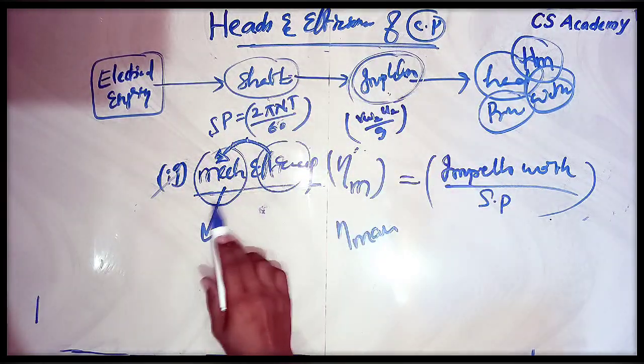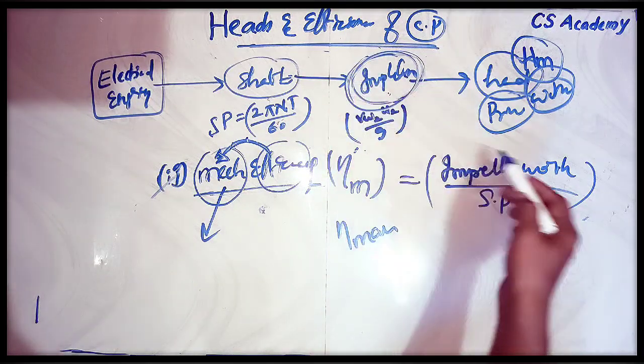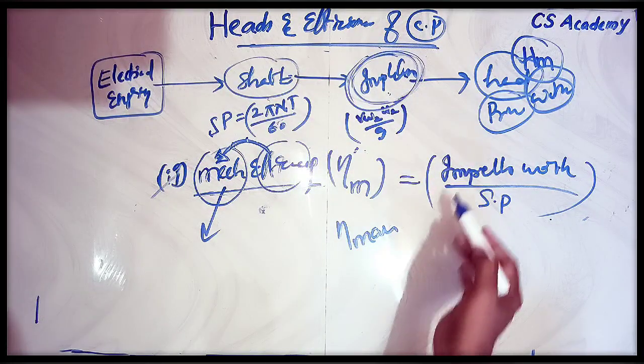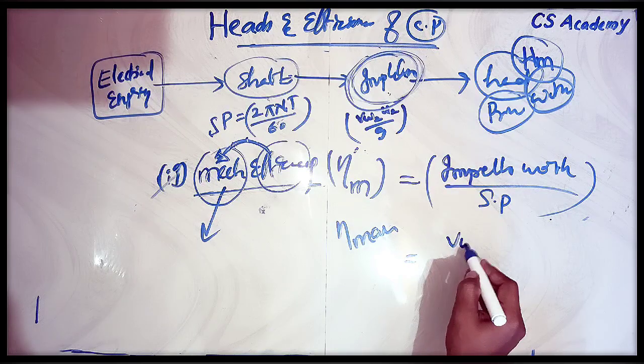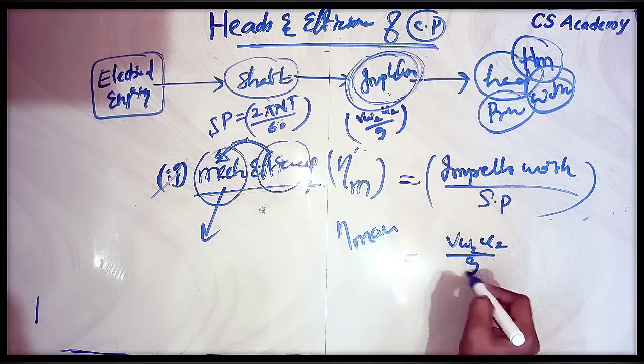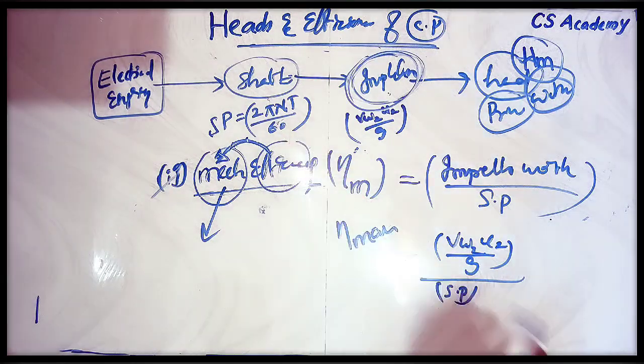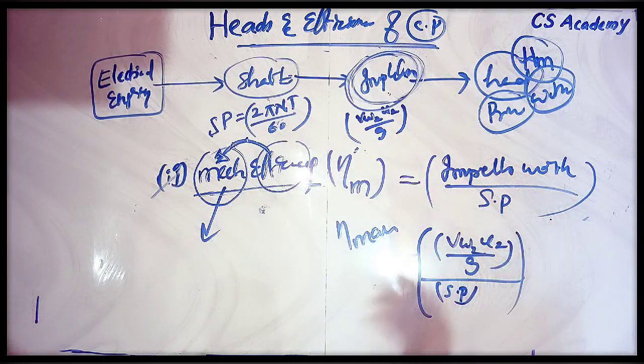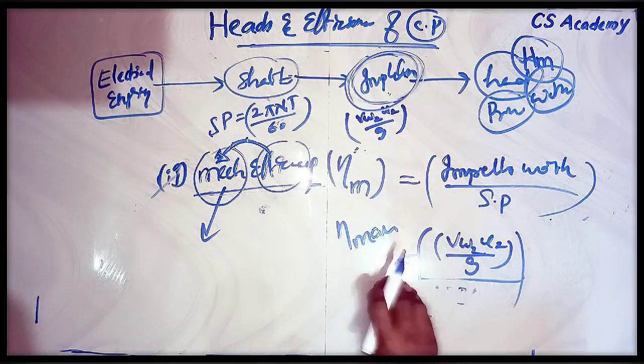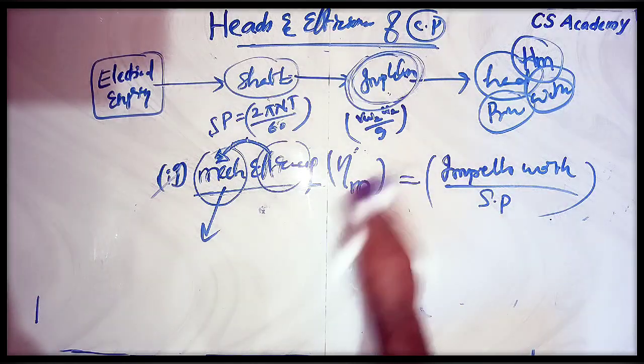Similarly here, in the mechanical parts, the impeller work is the output and shaft power is the input. Impeller work is Vw2 U2 by g, and shaft power is SP, which is 2 pi NT by 60. This is mechanical efficiency. That's it. I hope you got the point here. Up to here we studied manometric efficiency and mechanical efficiency.